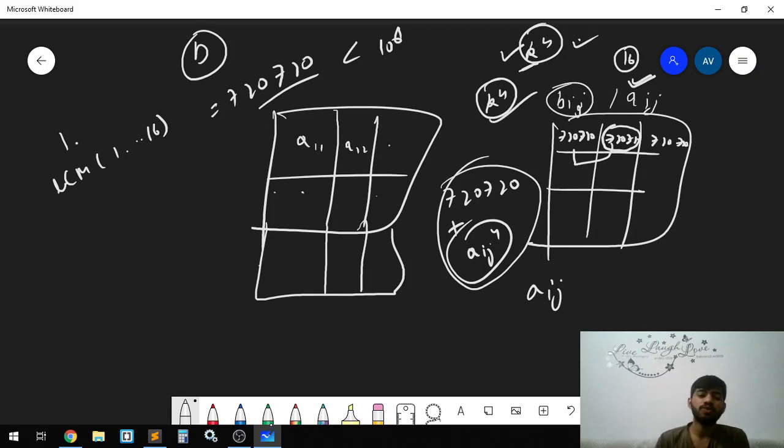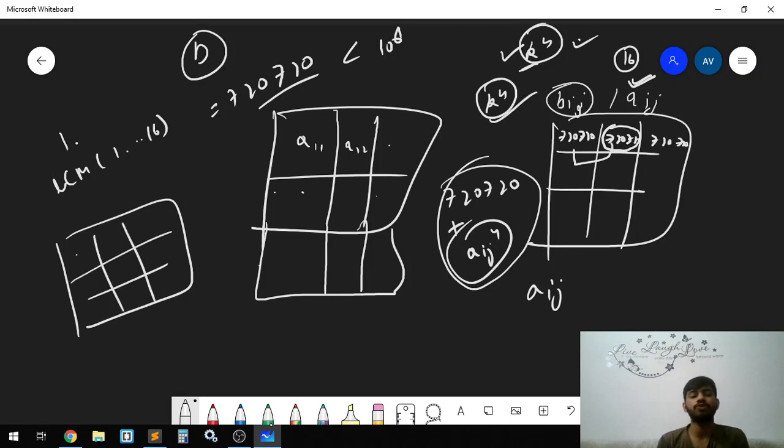It's just simple. Now we just need to put 720720 in each cell, and add a of ij raised to the power 4 in a chess-like order, like this one, then this one, then this one. Because if I add it in this and also in the adjacent element a of ij, then the difference is not k raised to the power 4. You got it, it's not that difficult.